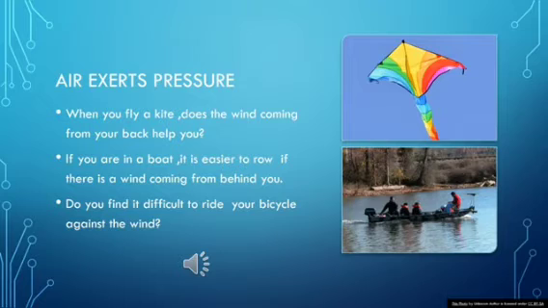Then one more example you would have seen is when you ride your bicycle. When you are riding the bicycle, if the wind is blowing just in front of you or against you, it will be difficult for you to ride the bicycle because the air is exerting pressure on you, right? But in the same way, if there is a wind blowing behind you, then maybe you will find it easier to ride the bicycle. So please understand this concept that air exerts pressure. I have given you examples to understand.